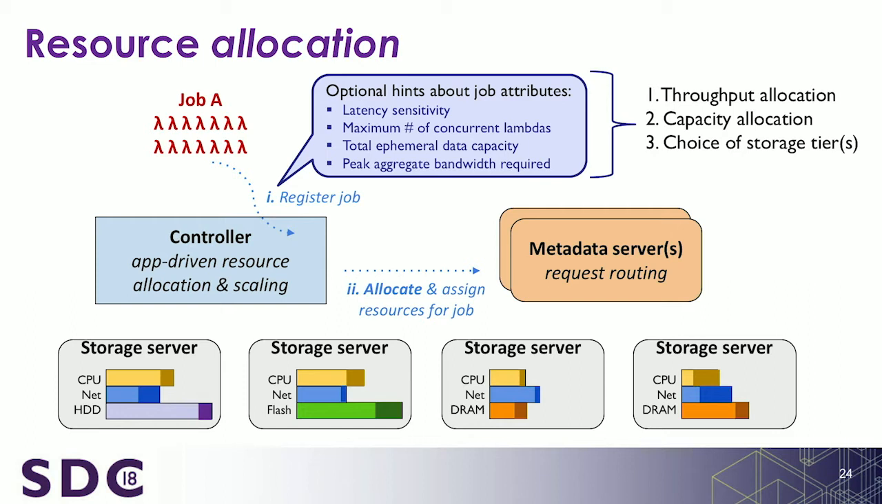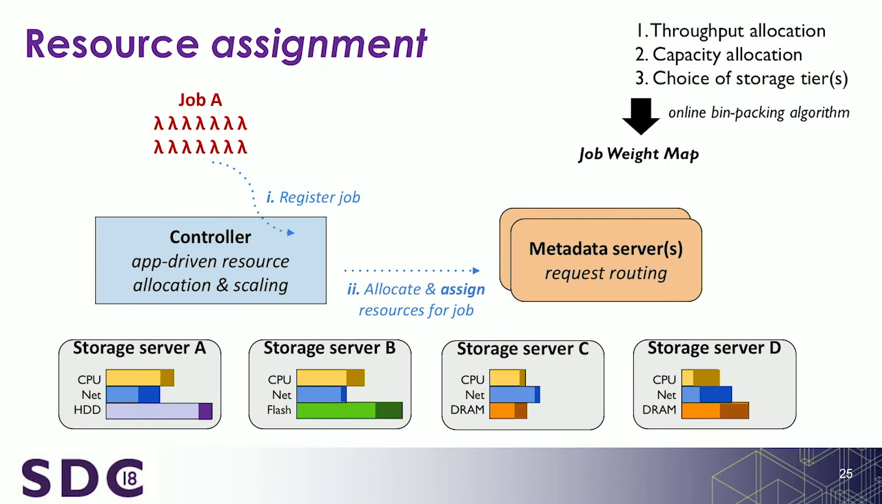So once we have an allocation in terms of throughput, capacity, and the choice of the storage media, the next step is to actually do a resource assignment, which means selecting which storage servers in the cluster are going to be providing the resources. And for this, Pocket uses an online bin packing algorithm. So it's trying to fill up existing storage servers in the cluster with the throughput and capacity requirements on the particular storage tiers, and only launching new nodes if this requirement cannot be satisfied by existing nodes sharing between jobs.